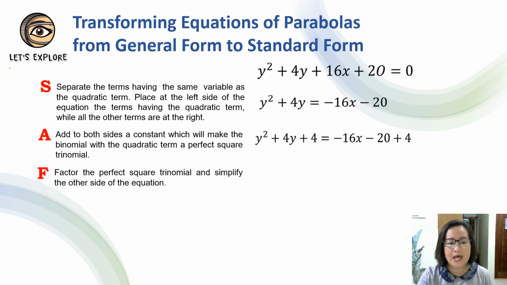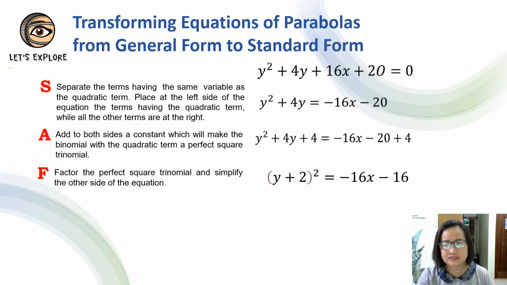The third step is to factor out the perfect square trinomial and simplify the other side of the equation. Factoring y squared plus 4y plus 4, we will get the square of (y + 2). And on the right side, simplifying negative 20 plus 4, we will have negative 16. Hence, on the right side, we will have negative 16x minus 16.